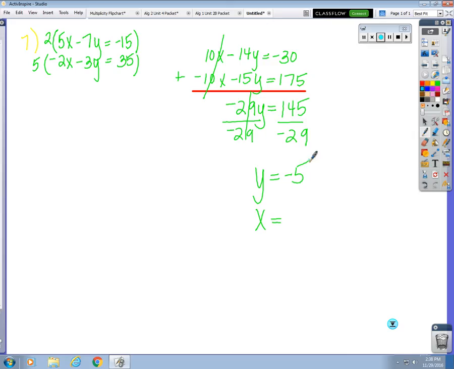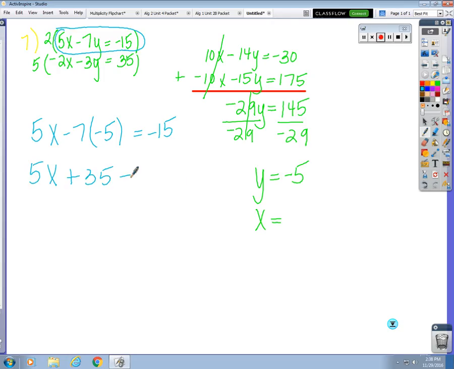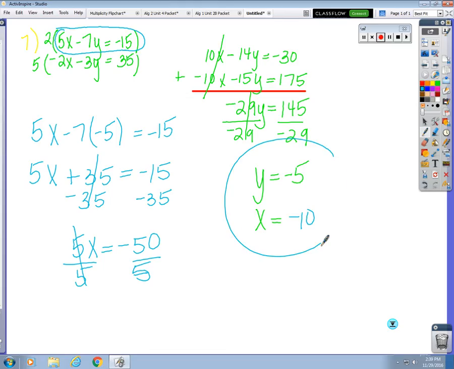Right. Which one do y'all prefer to plug back into? Which one? Okay, well, whatever. They'll all work. 5x minus 7y equals negative 15. But y, we now know is negative 5. So this becomes what? Tell me what to write. 5x plus 35 equals negative 15. Right. Now what do I do next? Subtract 35. Now I have 5x equals negative 50. And now what do I do? Divide by 5. When you divide negative 50 by 5, you get negative 10. Okay, once you've written that down, turn to page 13 in your packet.